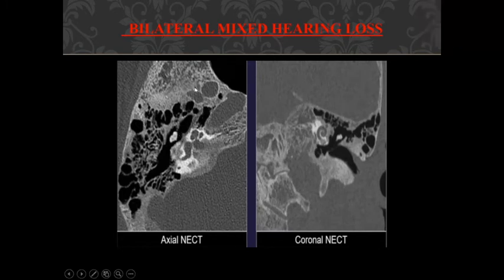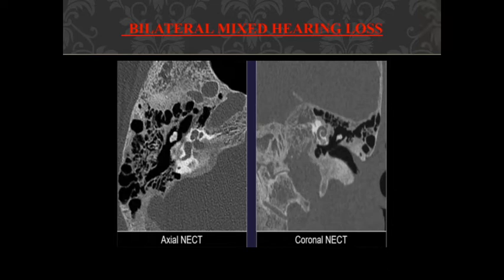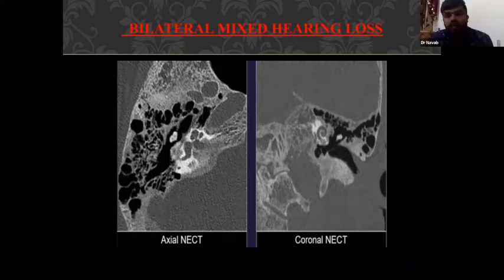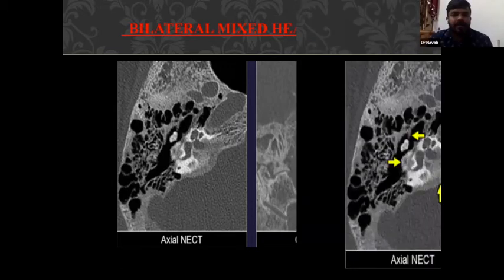Okay, so this is a case of Paget disease. What are the differentials if there are not much changes in the temporal bone, and you are seeing only demineralization in the otic capsule and or pericochlear region? What is your diagnosis? Osteitis deformans. No, otosclerosis, right? Otosclerosis or spongiosis. Okay.